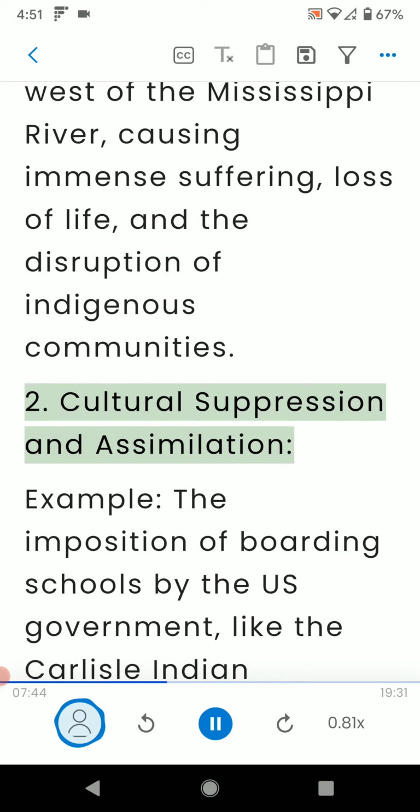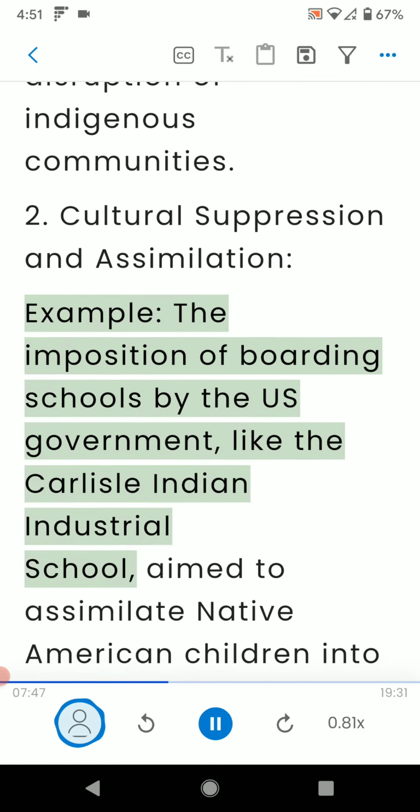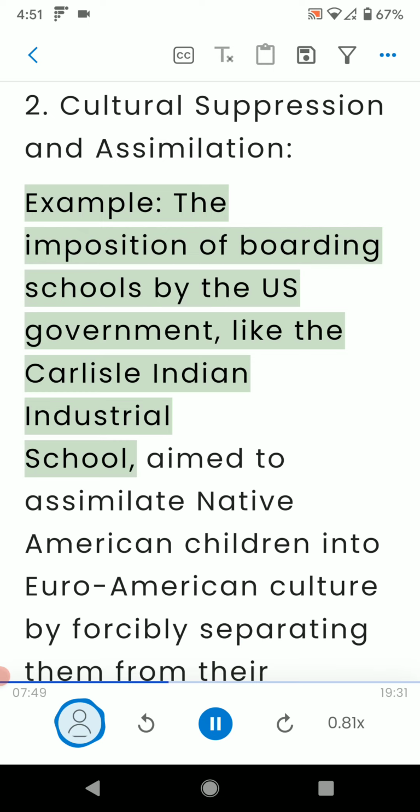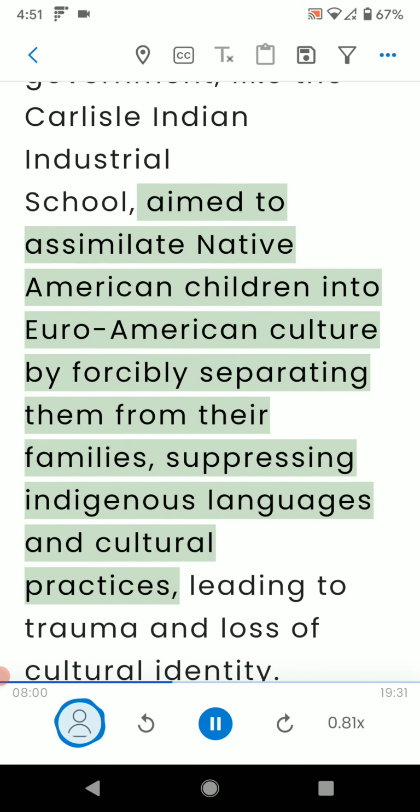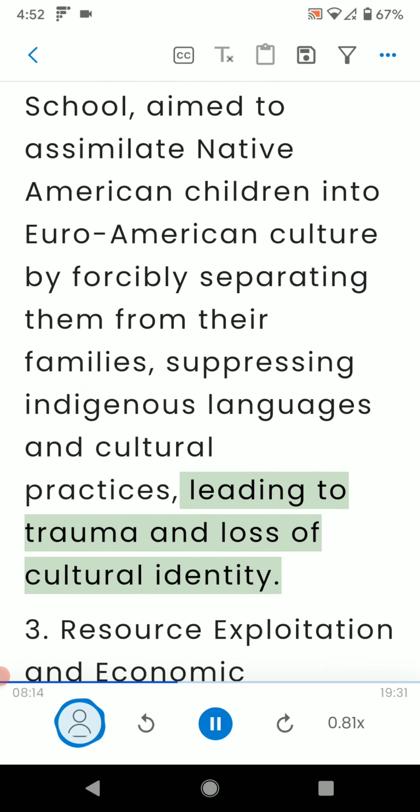2. Cultural suppression and assimilation. Example: the imposition of boarding schools by the U.S. government, like the Carlisle Indian Industrial School, aimed to assimilate Native American children into Euro-American culture by forcibly separating them from their families, suppressing indigenous languages and cultural practices, leading to trauma and loss of cultural identity.